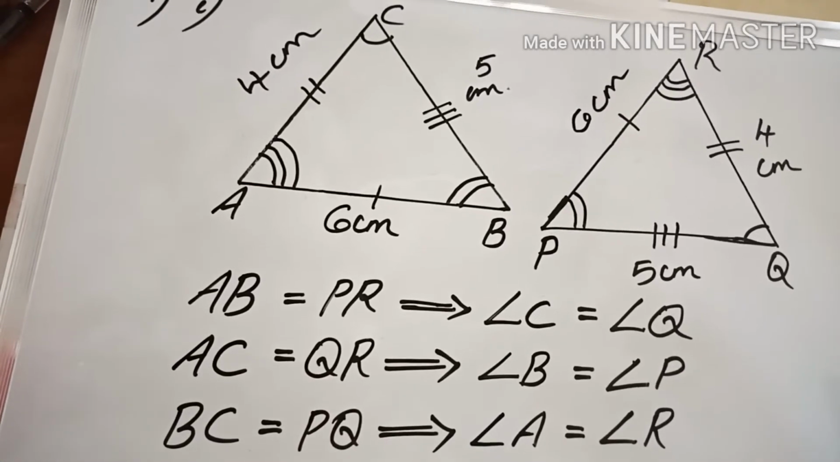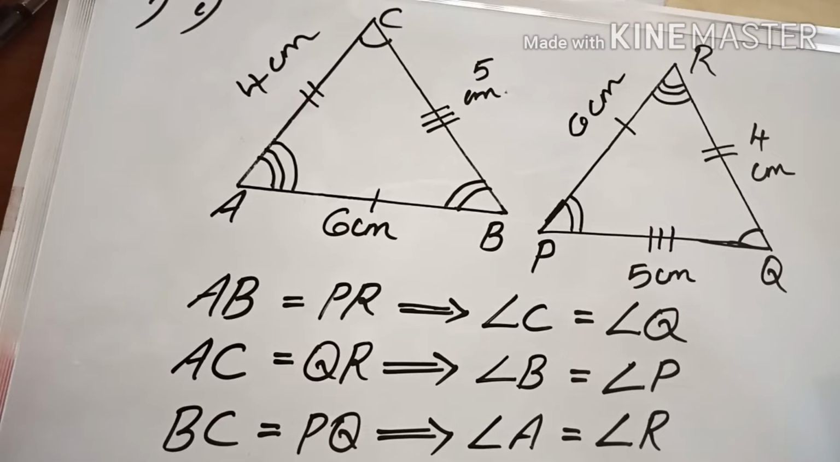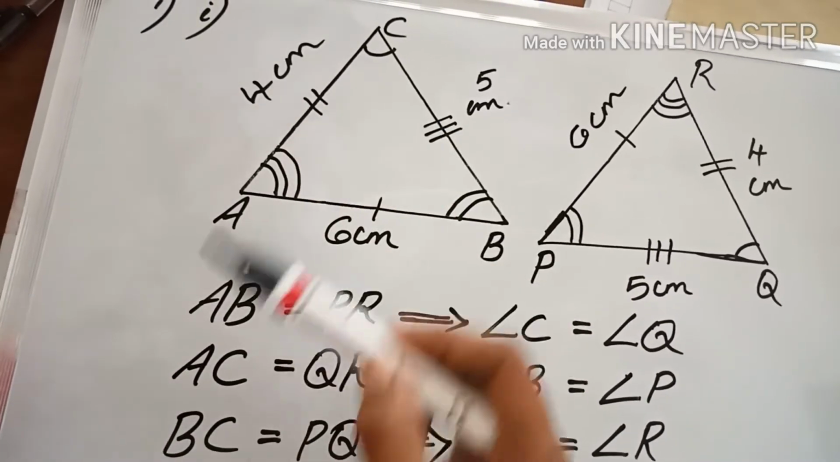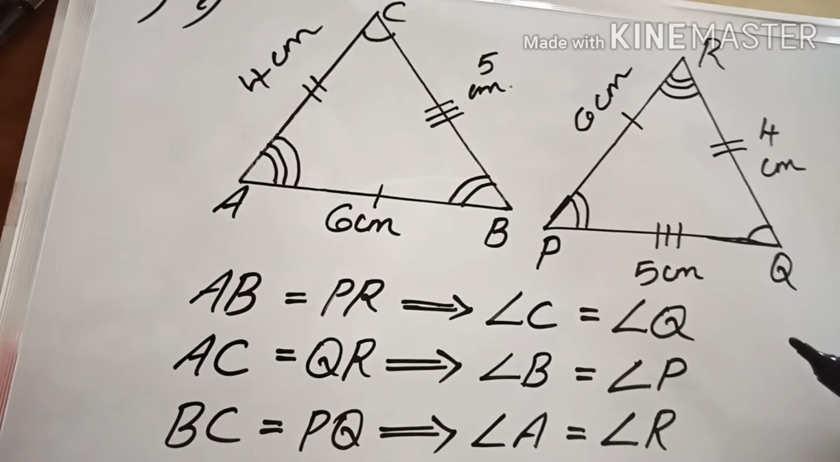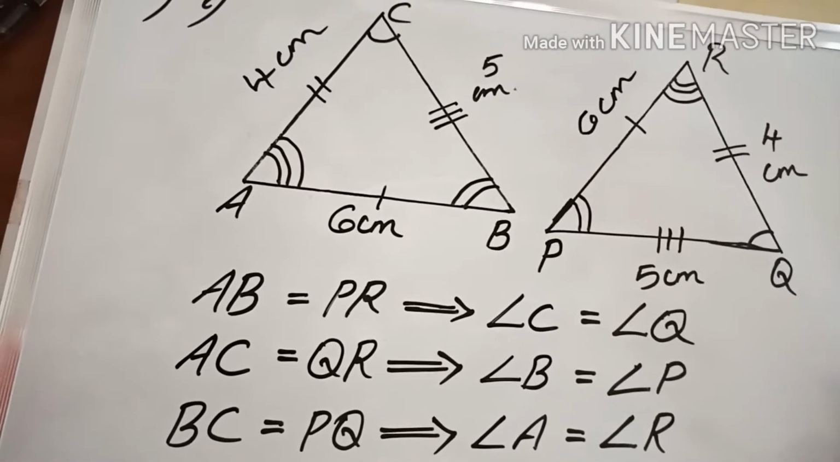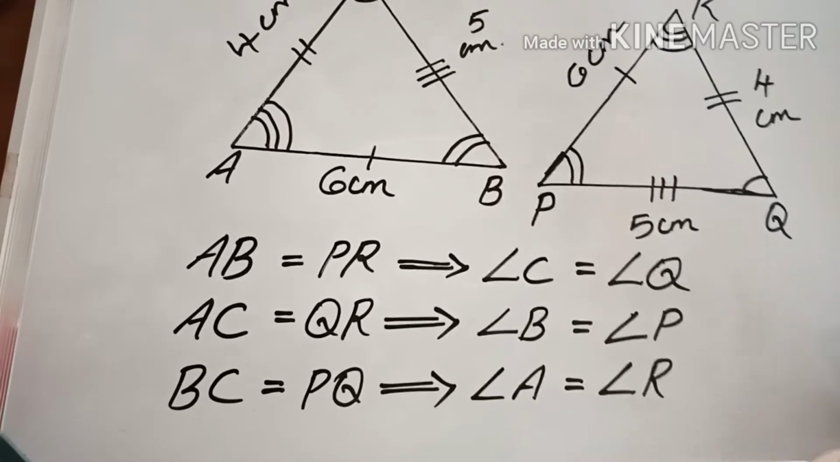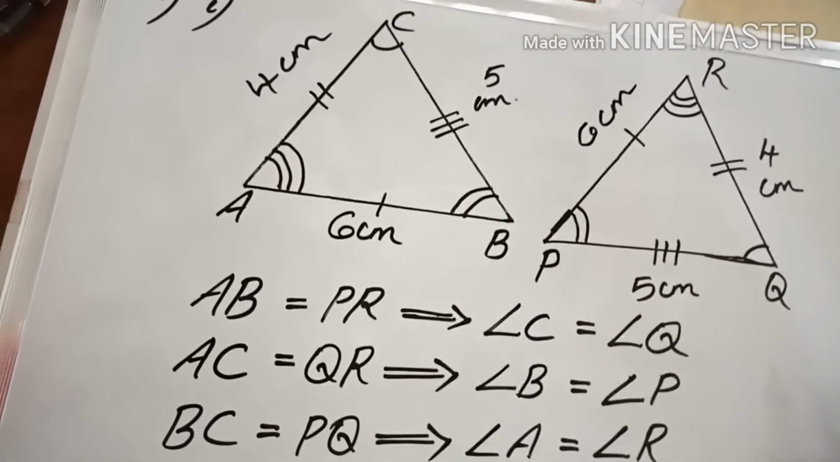So this is the way to find equal angles. First we have to find which sides are equal. Mark them with 1, 2, 3 dashes. Then for the second triangle also you have to mark. Then find the angles opposite to the corresponding sides like this. This is the answer to the first question.